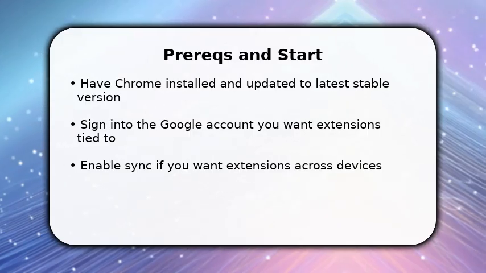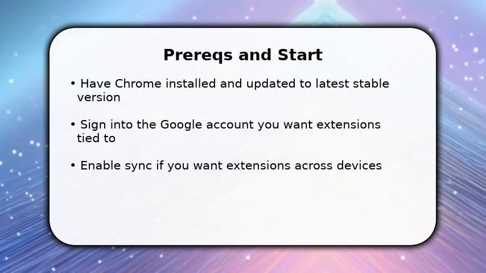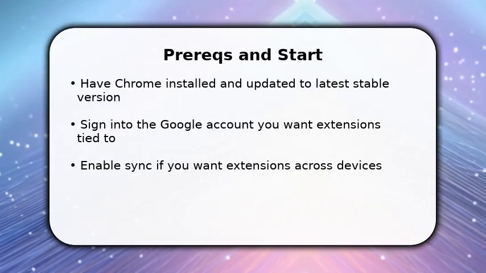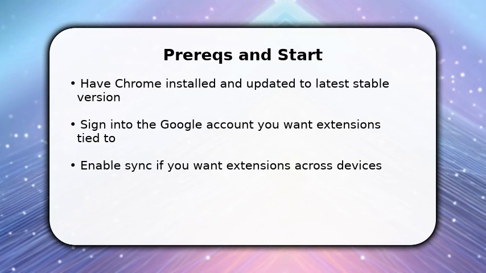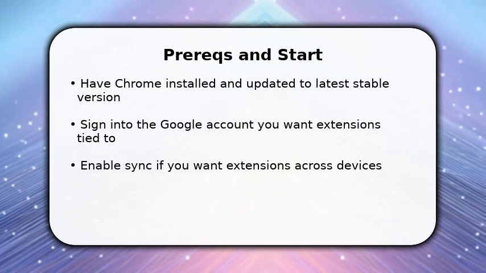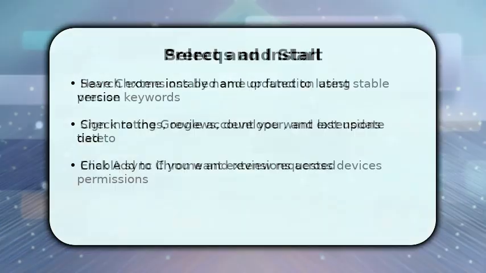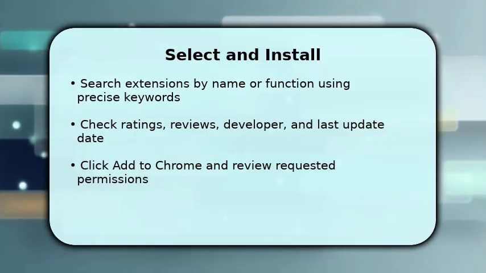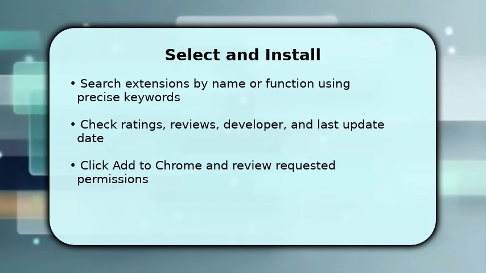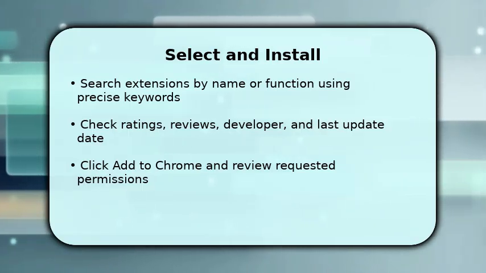Make sure to choose the right account in the top right, otherwise installations attach to a different profile and won't appear where you expect. You search for the extension using specific keywords to narrow results. Once you see candidates, inspect ratings, recent reviews, and the last update date to judge maintenance and trustworthiness. Once comfortable, click Add to Chrome.